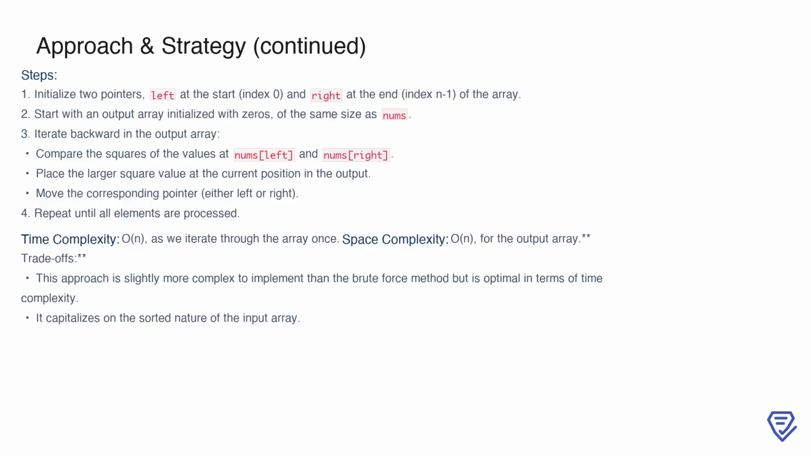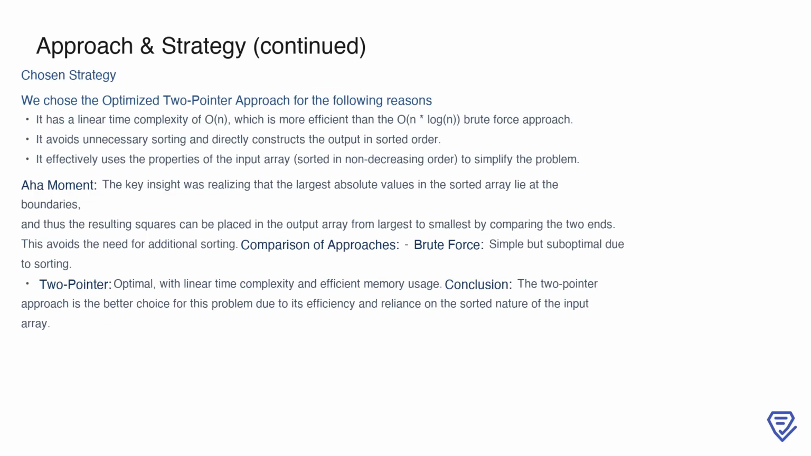While the implementation is slightly more complex than the brute force method, this strategy is optimal because it eliminates the need for sorting and fully utilizes the sorted property of the input array. The optimized two-pointer approach is the preferred solution for this problem, and here's why. First, it has a linear time complexity of O(n), which is significantly more efficient than the O(n log n) complexity of the brute force method. Second, it avoids the unnecessary overhead of sorting by directly constructing the output array in sorted order. Most importantly, this approach takes full advantage of the fact that the input array is already sorted.